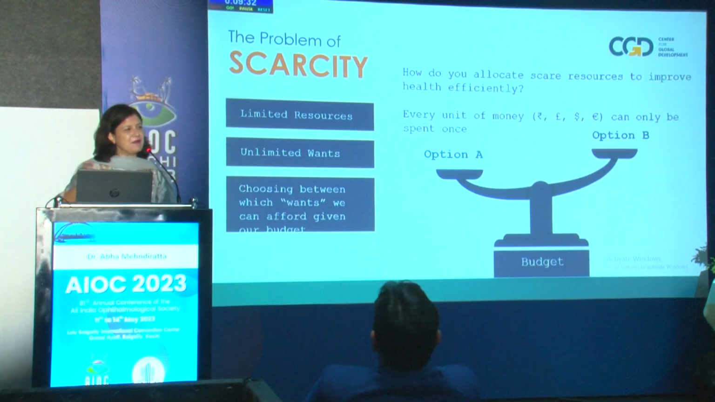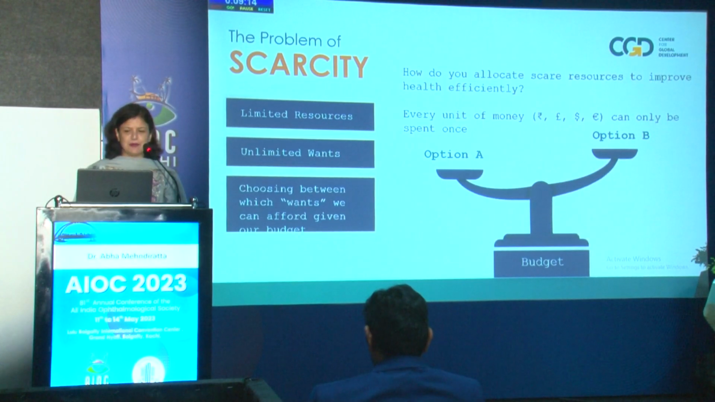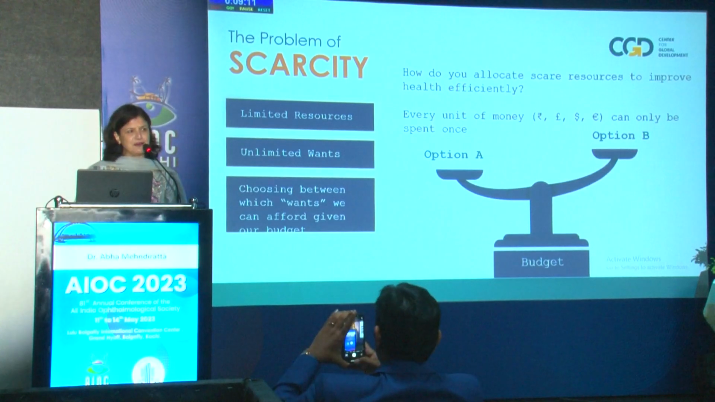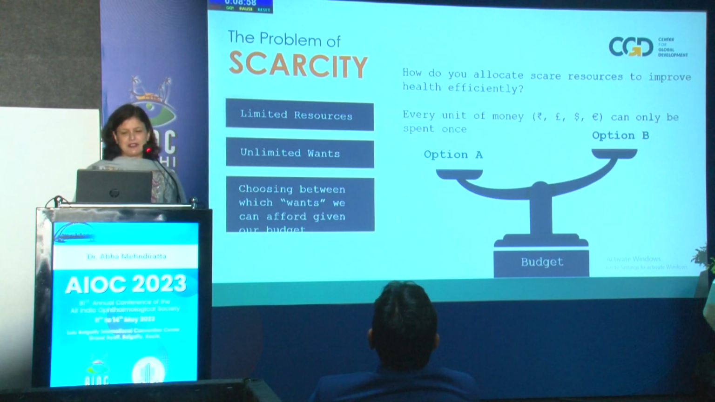So we are often faced with the problem of scarcity. I think it's very obvious in a setting like India, where you have so much diversity and so much inequity. We often have situations where there are limited resources, but unlimited wants, and we have to choose between what the patient can actually afford and sometimes what the government can actually afford to provide. And the question is, when we have two options to choose from, how do we allocate scarce resources as efficiently as possible to maximize the value and the benefit that the patient and the health system would get, because every rupee that we spend once cannot be spent again. So we need to do it wisely, and that's where health technology assessment comes in.